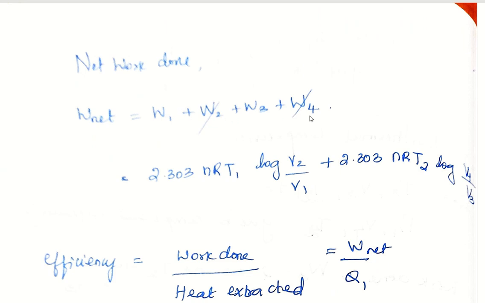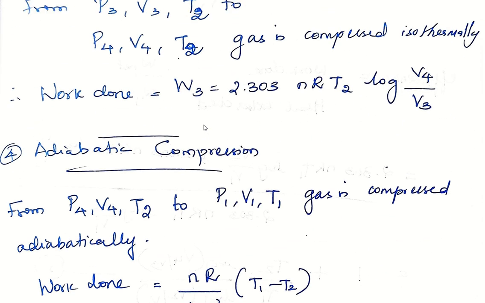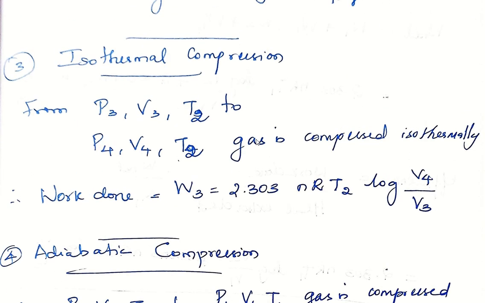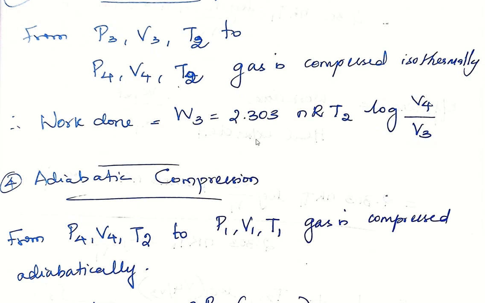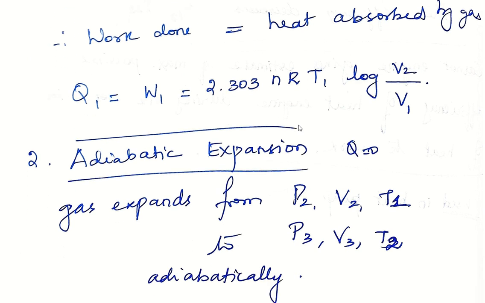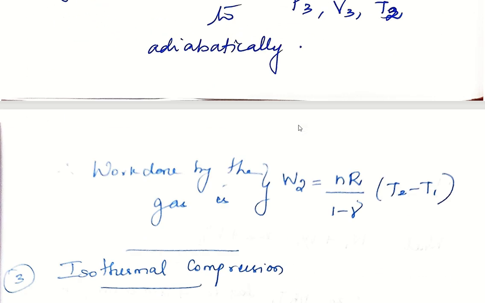We have to add all the 4 work dones, and W2 is opposite to W4. Isothermal expansion and isothermal compression completely cancel out because the terms are completely opposite to each other. Okay, because you can see here. So here it is going to be the adiabatic compression, given by nR by 1 minus gamma, T1 minus T2. Sorry, adiabatic compression and expansion totally cancel out. Adiabatic expansion is given as nR by 1 minus gamma, T2 minus T1.